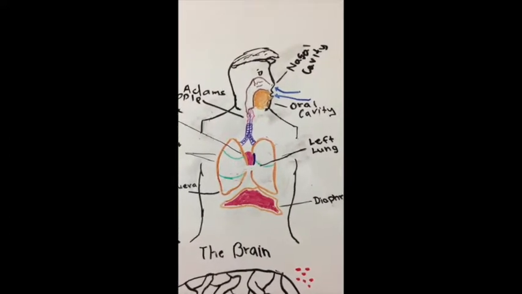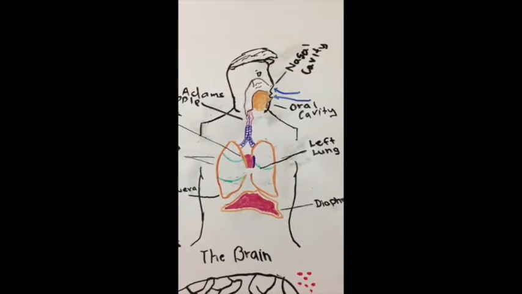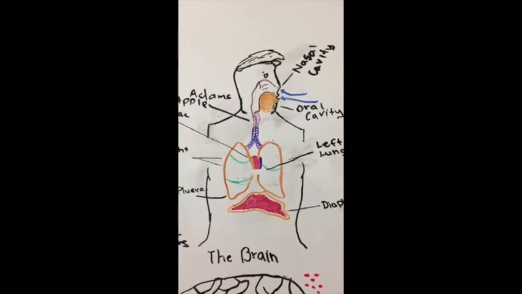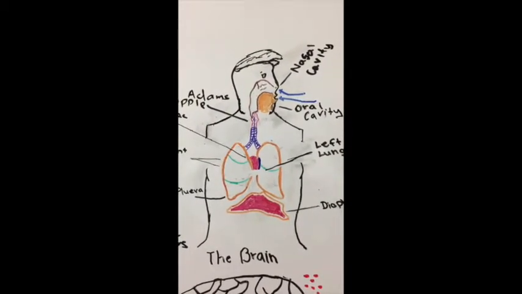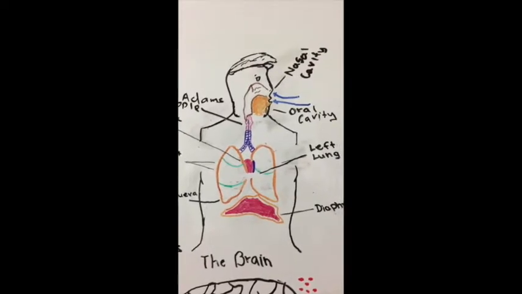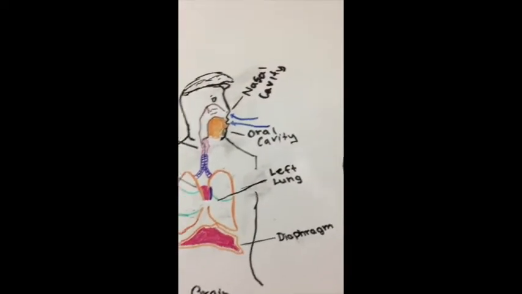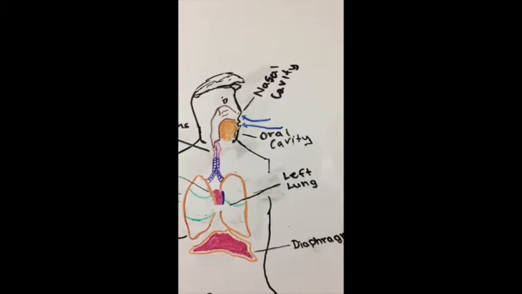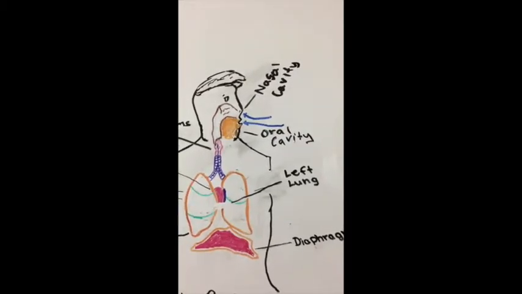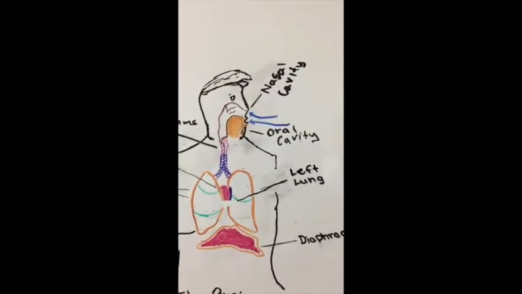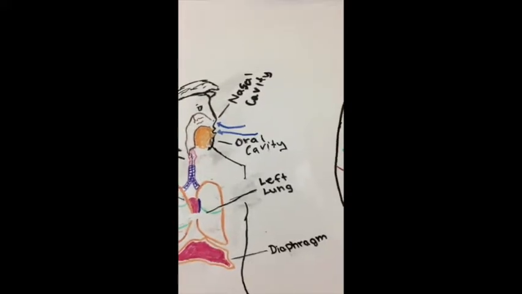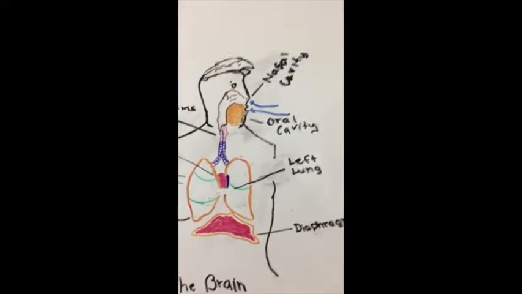To take in oxygen, you must inhale it. You can either breathe in through your nasal cavity or through your oral cavity. It can be better to breathe through your nasal cavity because the nose hairs cleanse the air and warm it up, but it is viable to breathe through both.